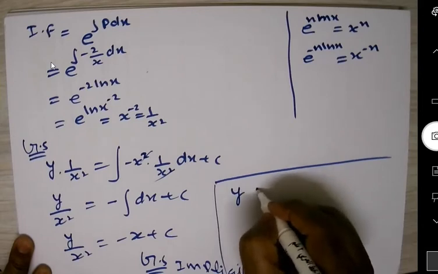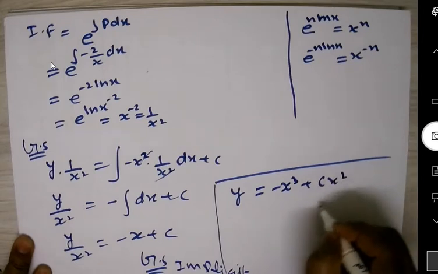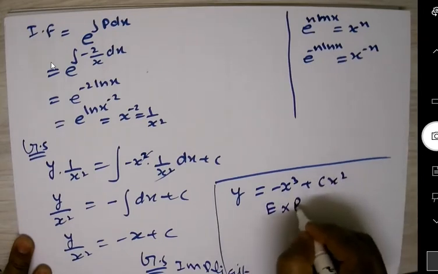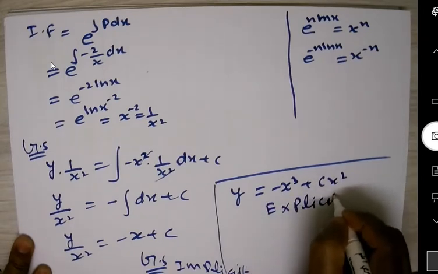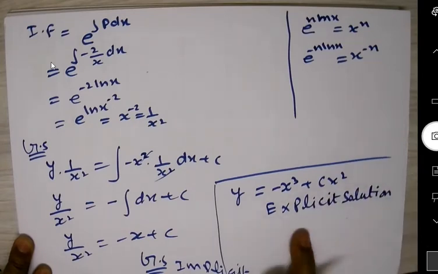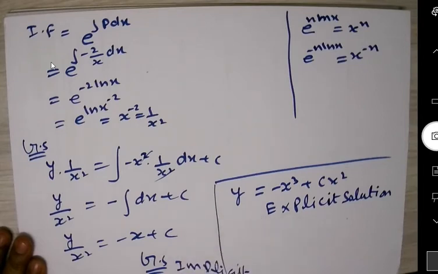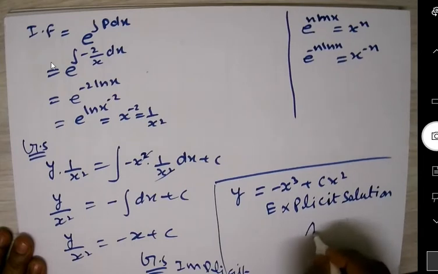If you write like that, y equal to minus x power 3 plus cx square, this is called an explicit solution. Explicit solution means you have to write y alone, the coefficient of y should be 1, then that type of solution is called an explicit solution. Where anything is involved with y, that is called an implicit solution. So this is the answer of that one.